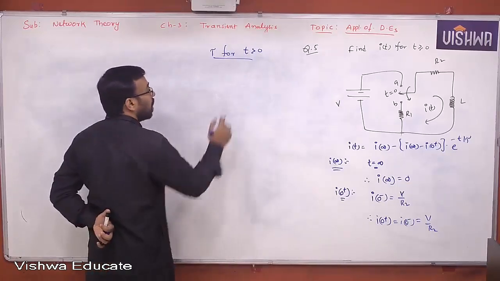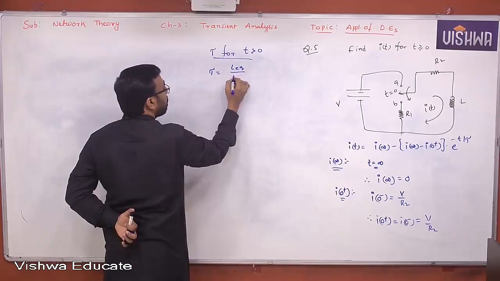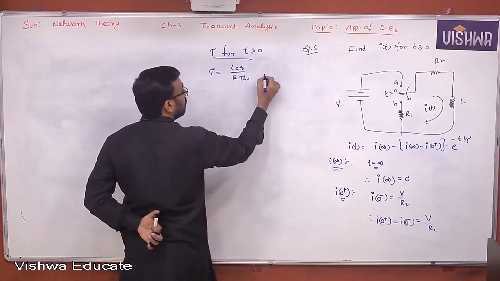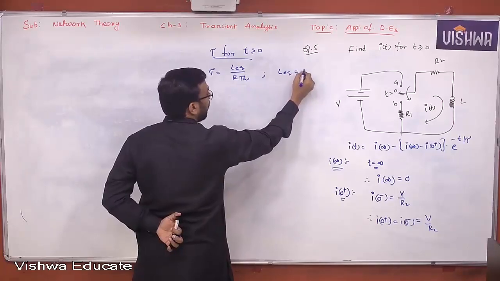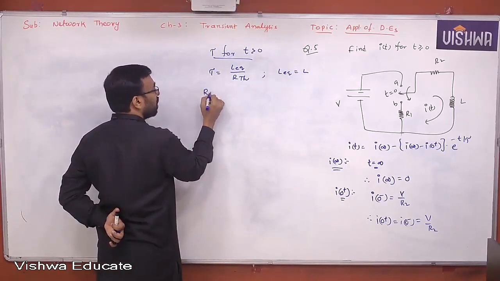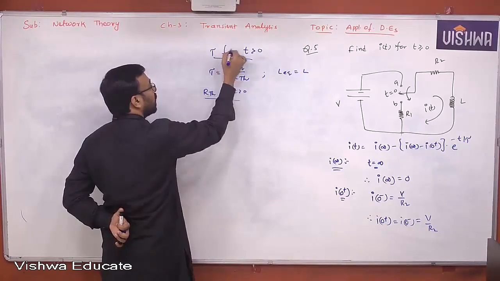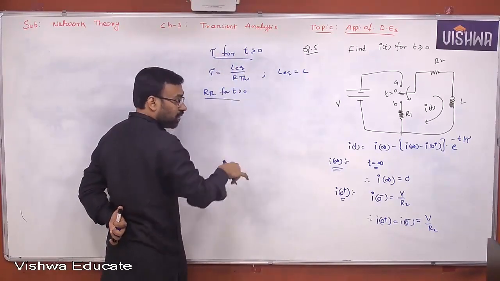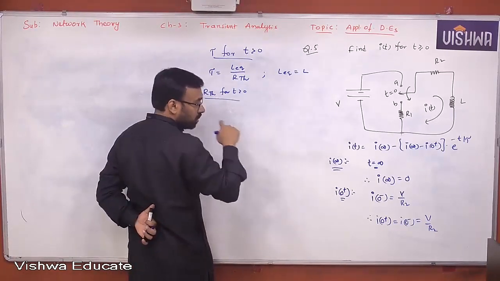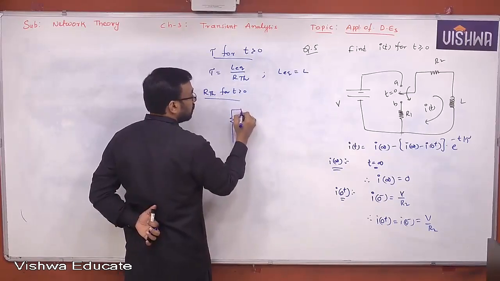Now, what is the tau formula? L equivalent by RTH. What is L equivalent? L equivalent is just L here. We need to find RTH. Now, RTH should also be calculated for t greater than 0. See, tau for t greater than 0 is nothing but L equivalent by RTH, and RTH is also for t greater than 0. Now, how does it look? Tell me all of you. The switch is moved to B, so something like this.